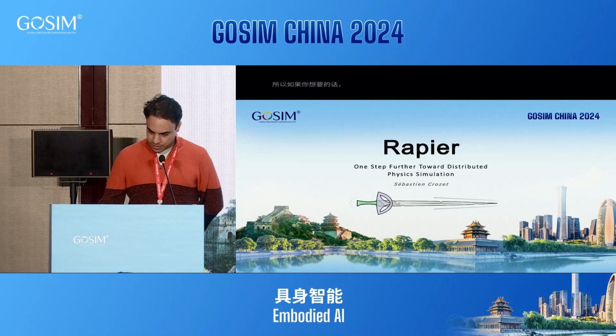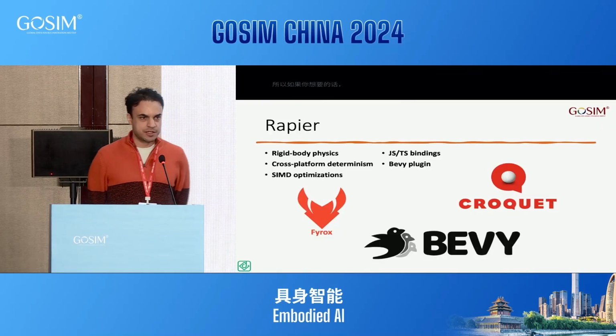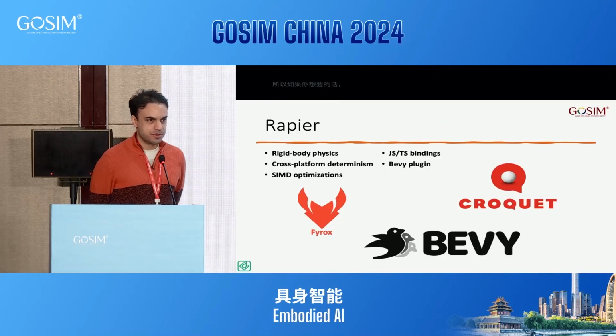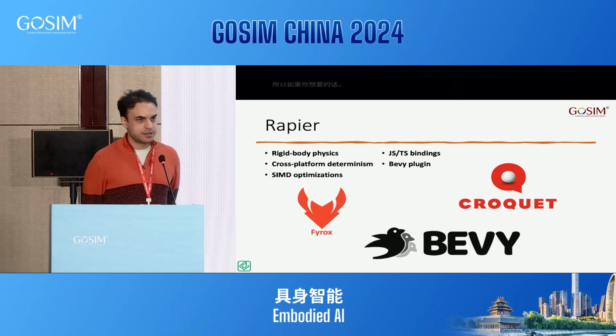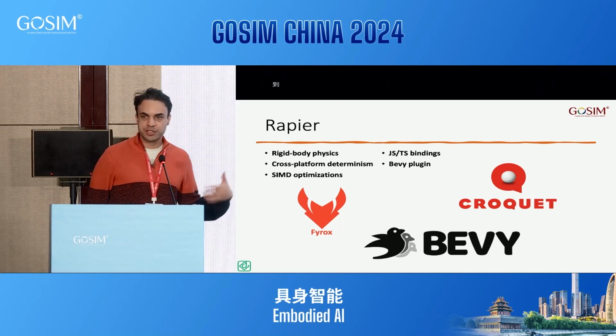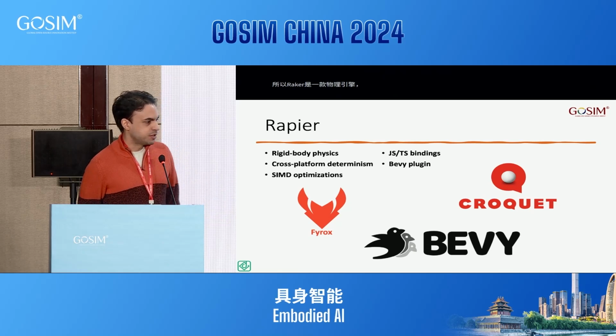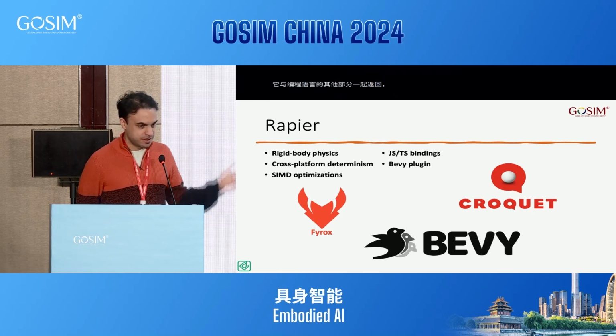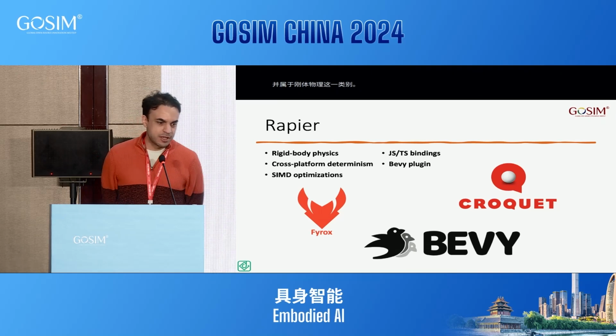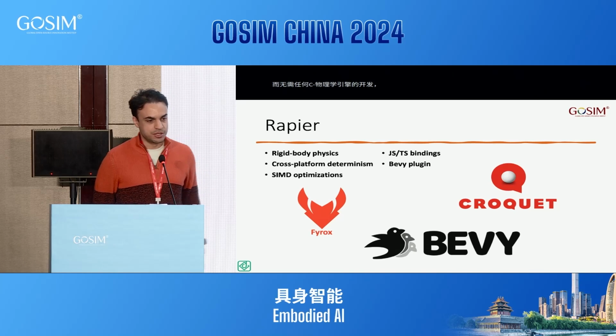So Rapier is a physics engine. It's written with the Rust programming language, and it's in the class of rigid body physics engines. So it simulates rigid objects without any kind of deformation, which would be a different kind of physics engine, which we also develop, but it's named Sparkle, so it's a different one. So as far as Rapier is concerned, it can do rigid body physics.